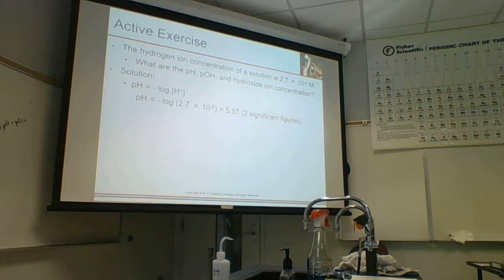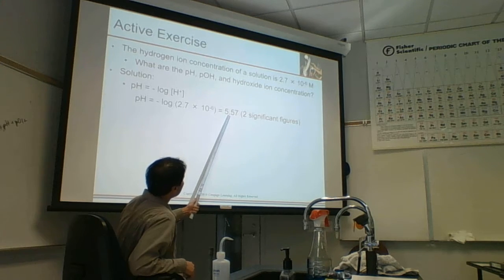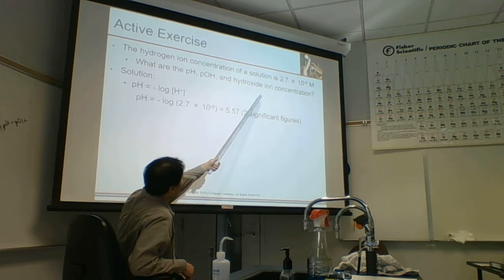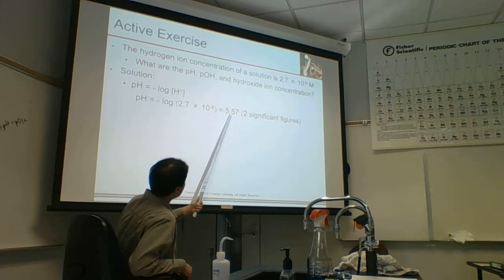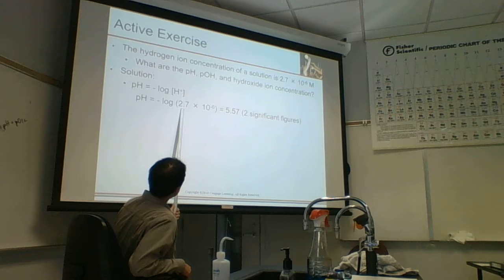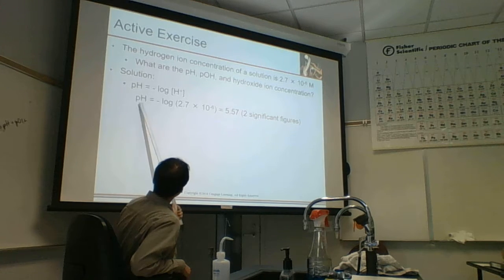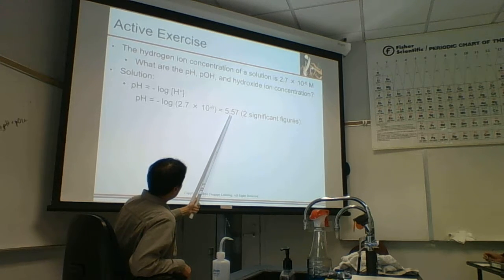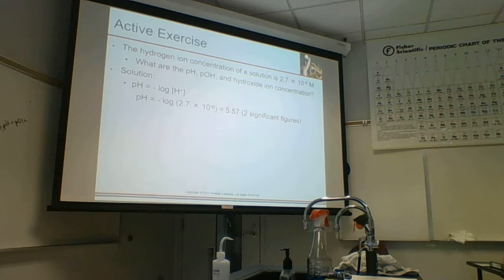And that gives us 5.57. And so it's about halfway between 5 and 6. That's what we see here. 5.57. This is 2 sig figs because the first 5 is not significant. Okay, we have 2 sig figs here, 2.7. This is 2 sig figs in the power function. In the power function, whatever is after the decimal is significant. Whatever is before the decimal is not significant.